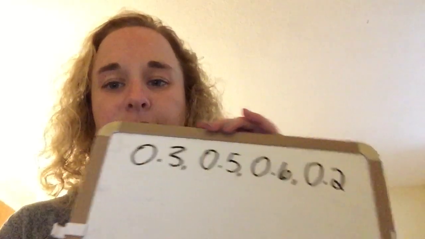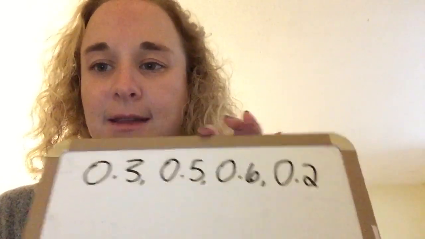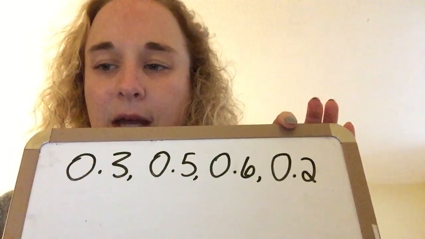Hi friends, today I'm going to be going over how to order decimals. So it's like comparing decimals, except we're using more numbers. So I'm going to start off with these four numbers. We have 3/10, 5/10, 6/10, and 2/10.